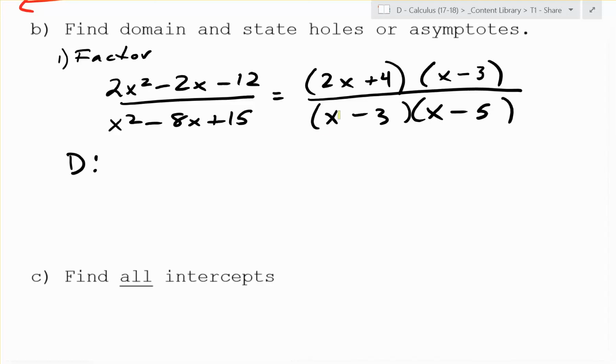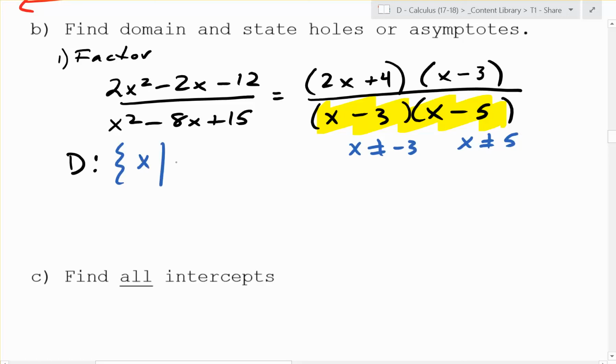And in this case, you look at, remember, the denominator. What can't you plug in? Well, x can't be -3 and x can't be 5. So the domain is going to be x such that x does not equal -3 or 5. There's your domain.